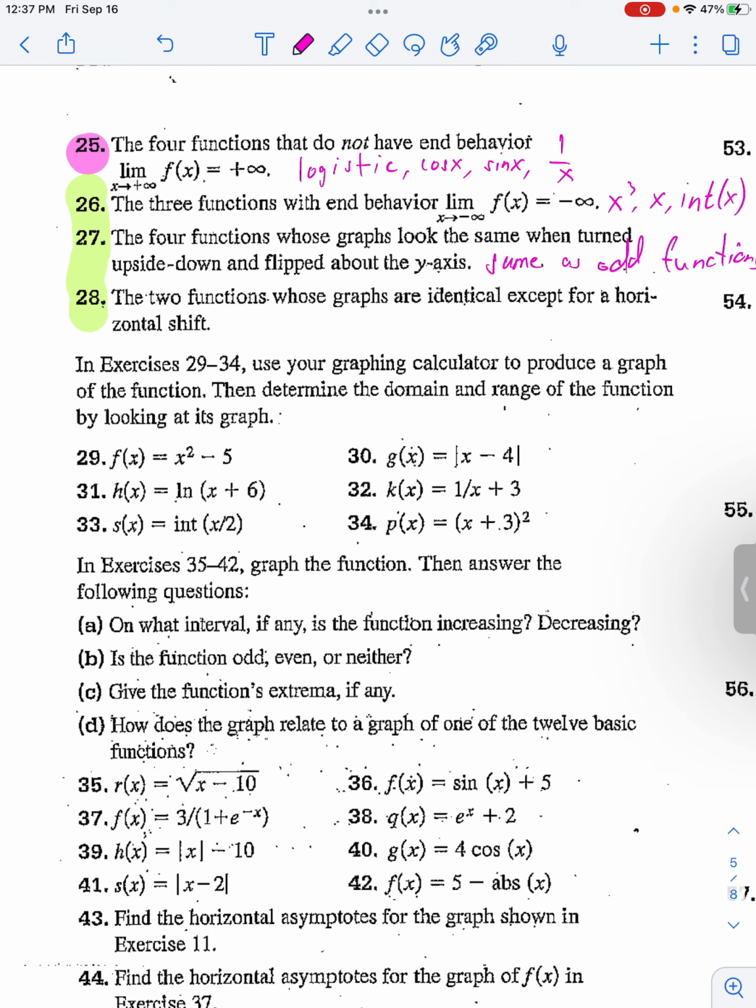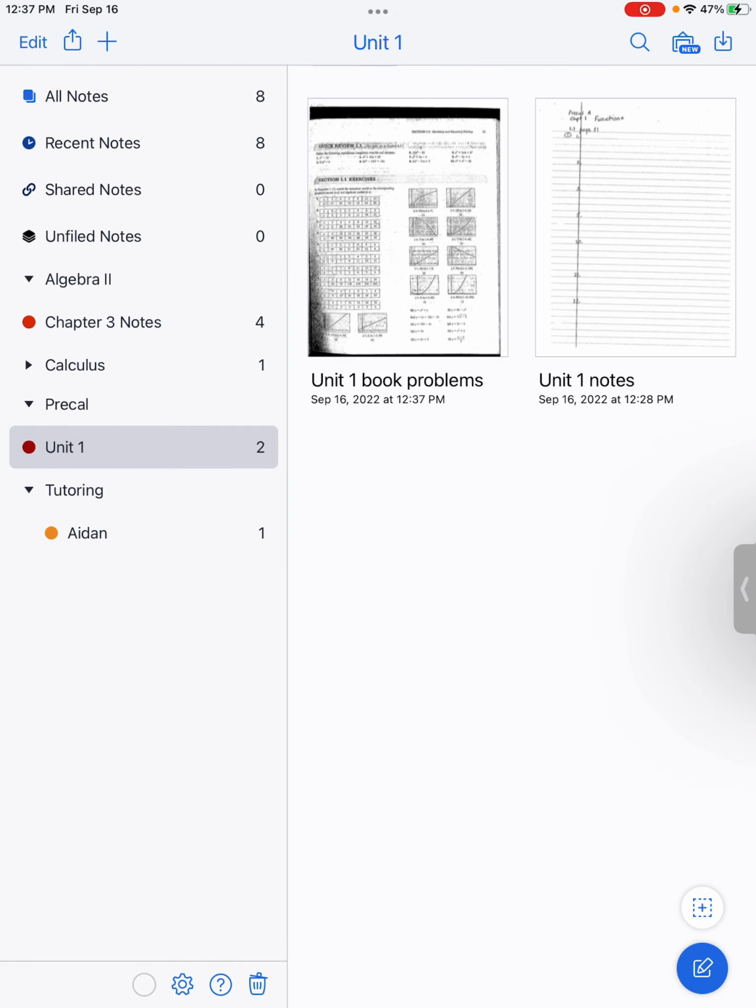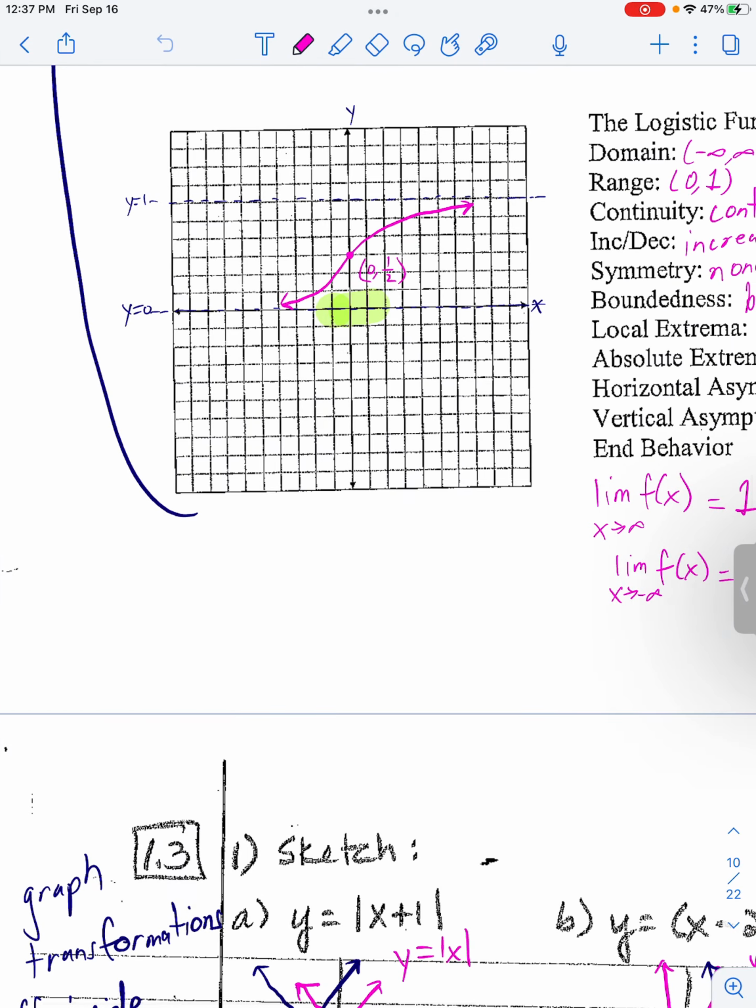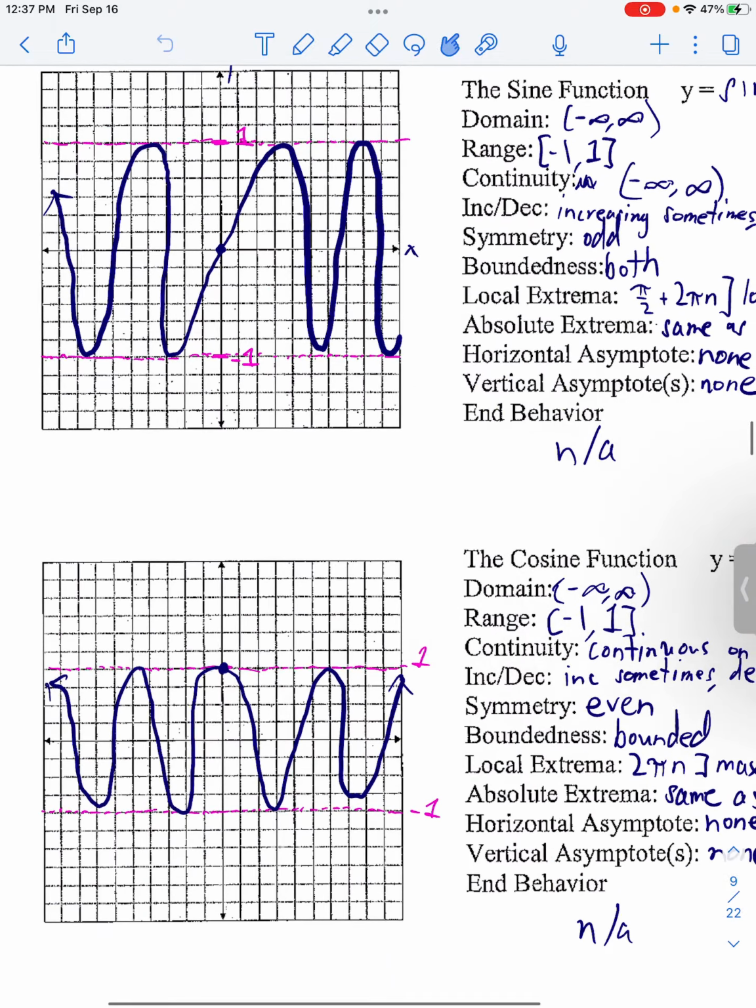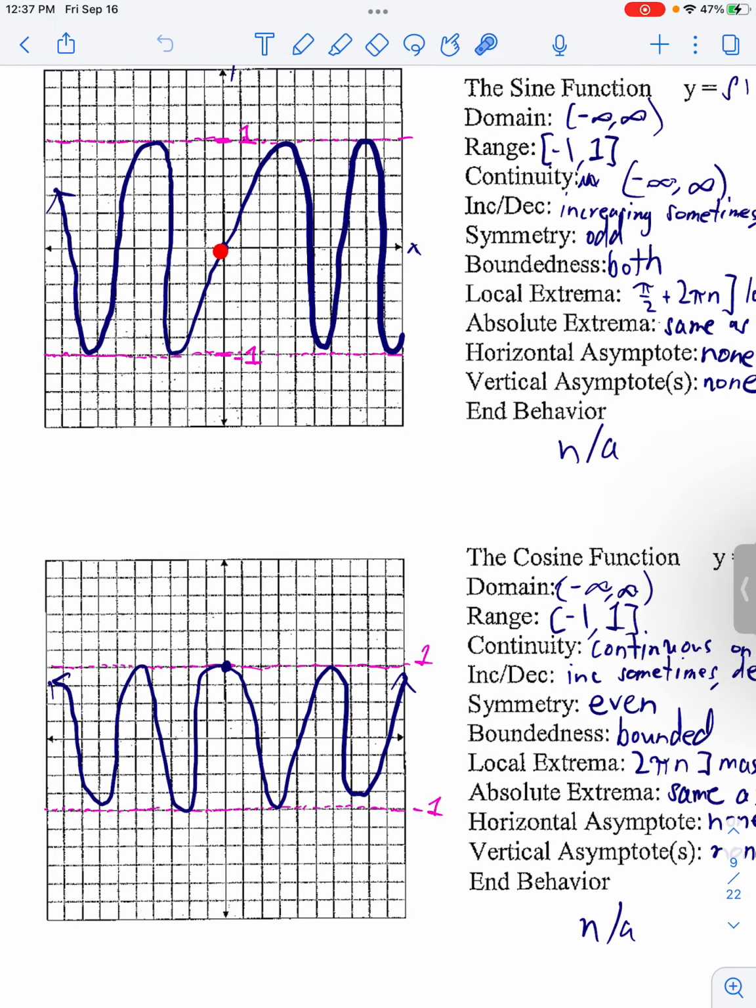And then the two functions whose graphs are identical except for a horizontal shift. What did we say about that? Boom, these two, right? These are the same except this vertex is shifted over to the right. So we just took the whole sine function, and then for cosine, we took this peak here and just shifted it over to the vertical axis, right?